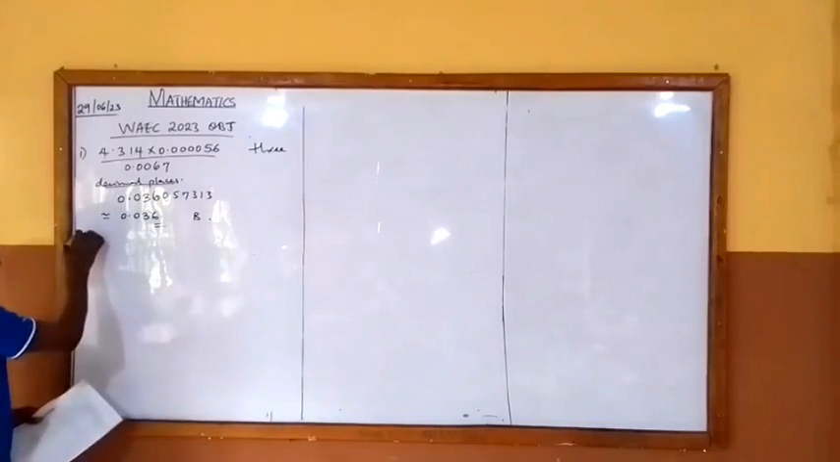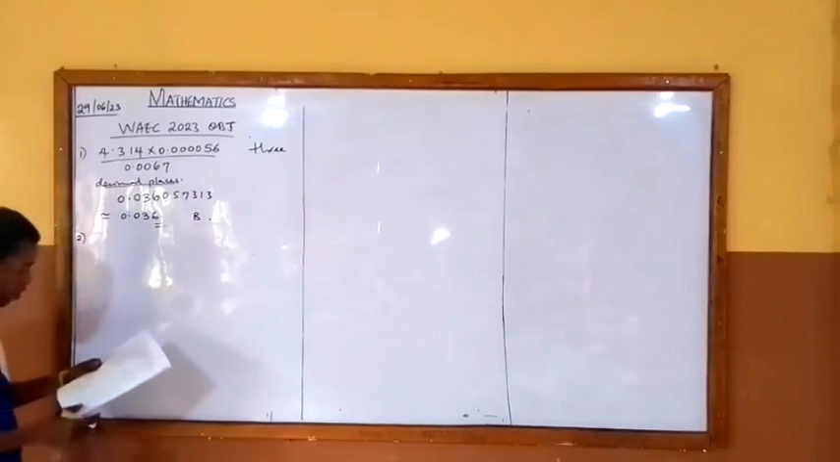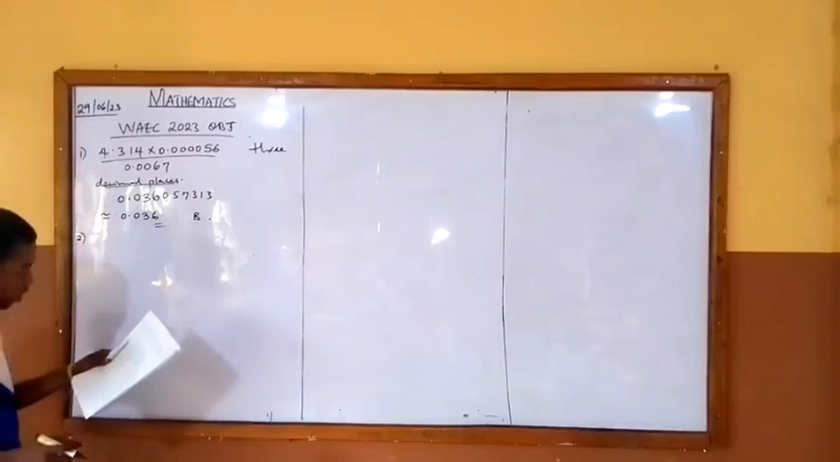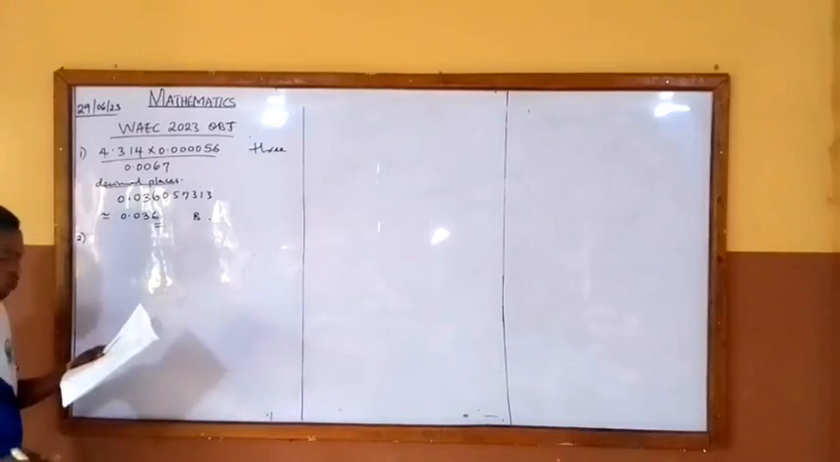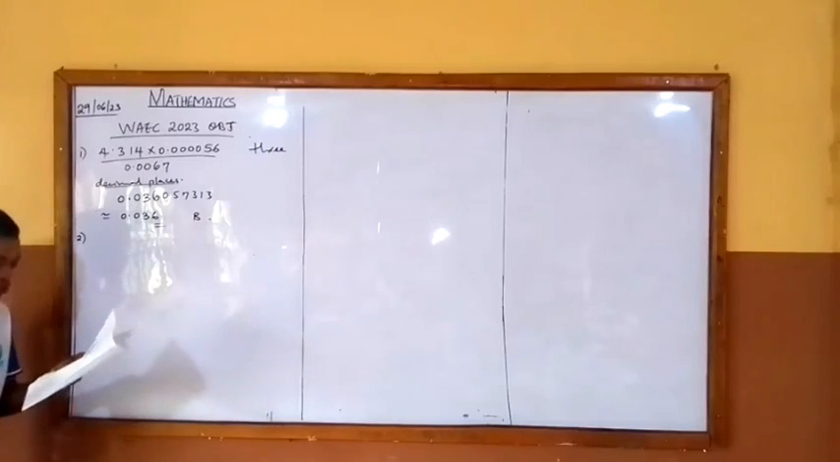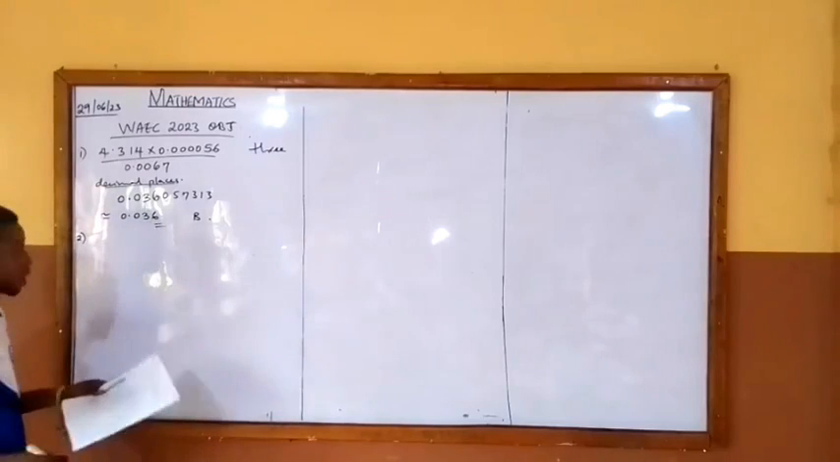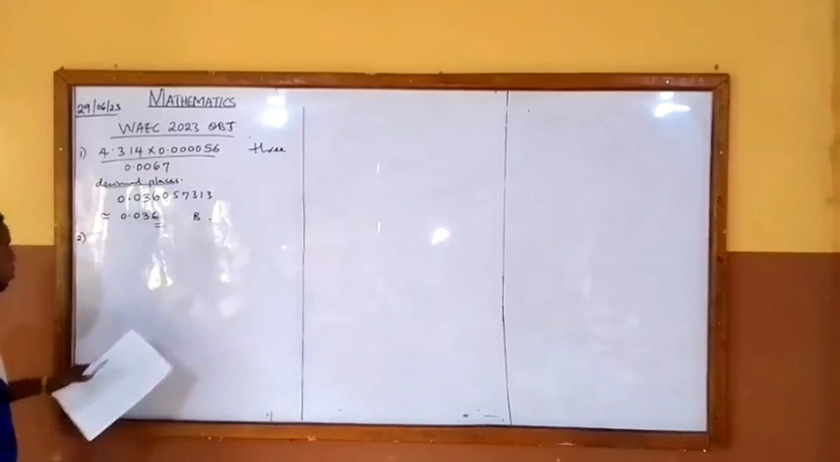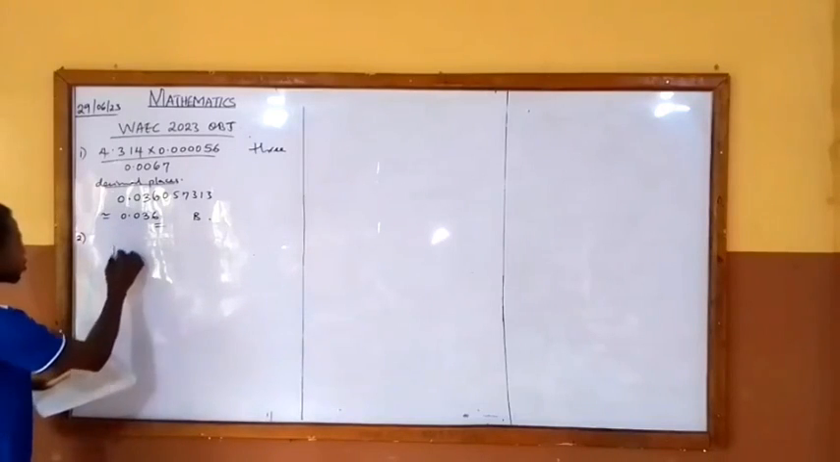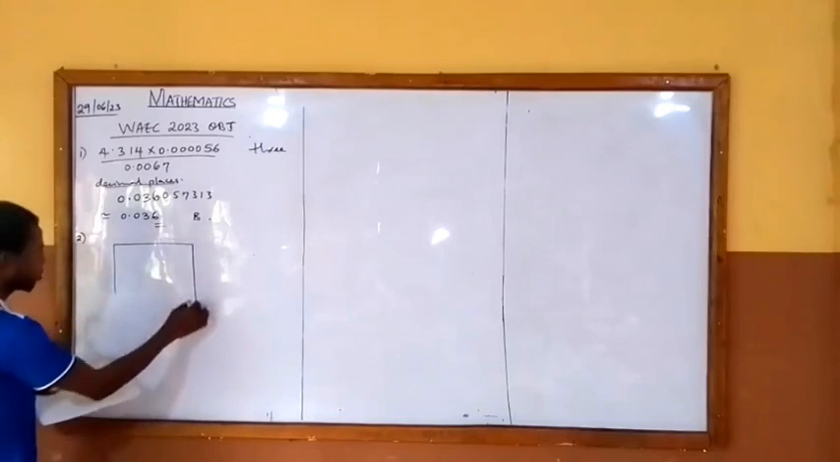Now, number 2 question says there are 30 students in a class. 15 study woodwork and 13 study metalwork. 6 study neither of the 2 subjects. How many students study woodwork but not metalwork? When you see this question, you see that it's a set problem, so you can quickly draw your Venn diagram.